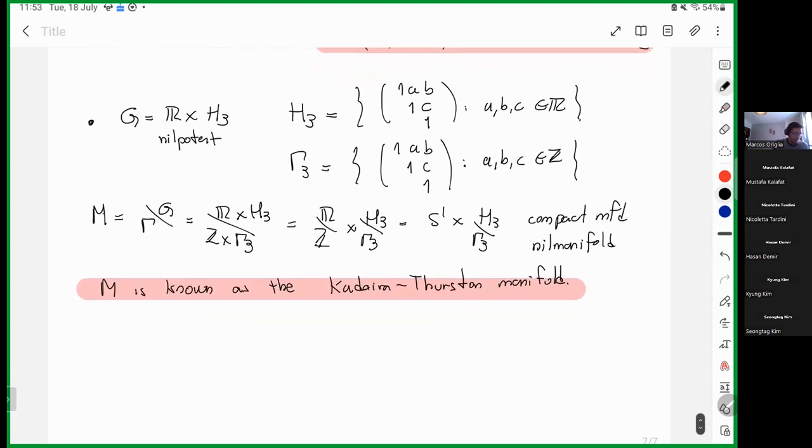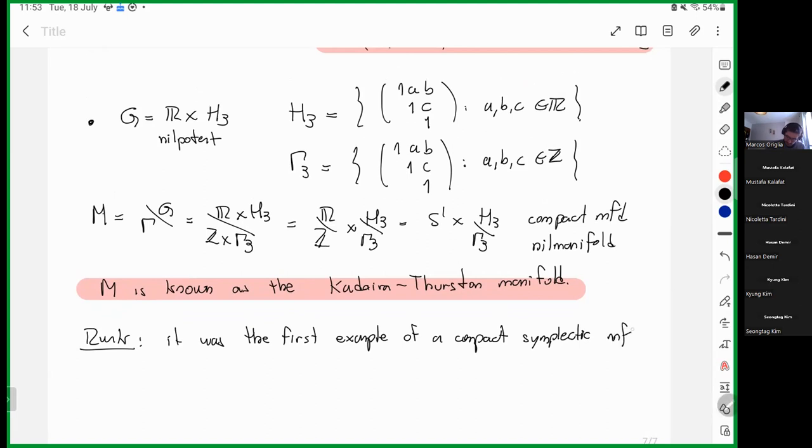Okay, just to finish, this is a really important example. Remark: it was the first example of a compact symplectic manifold which doesn't admit any Kähler metric.